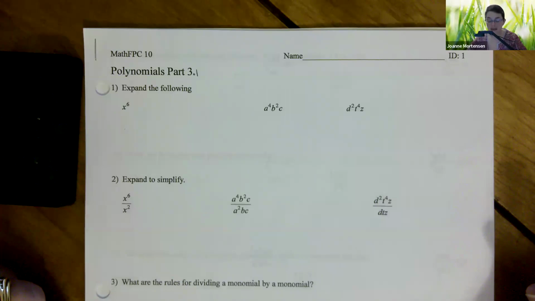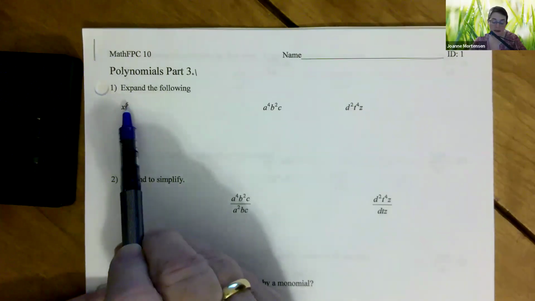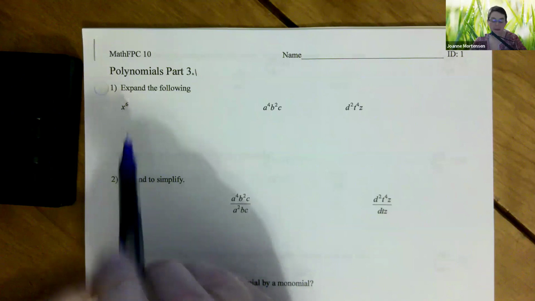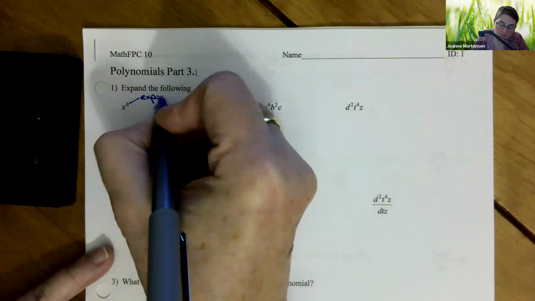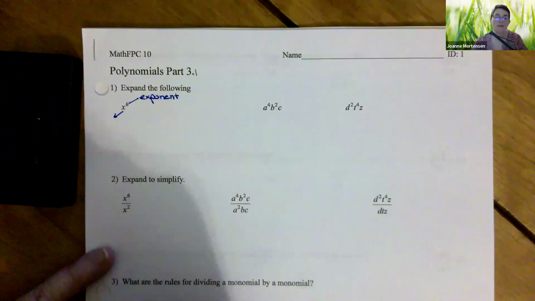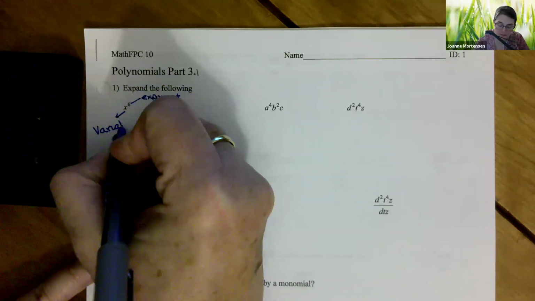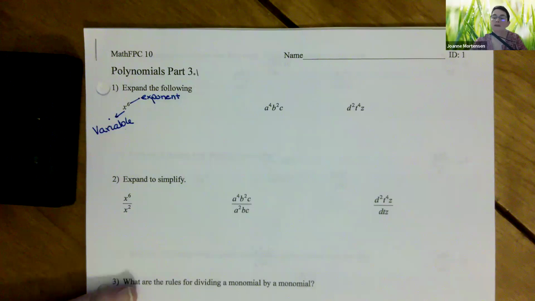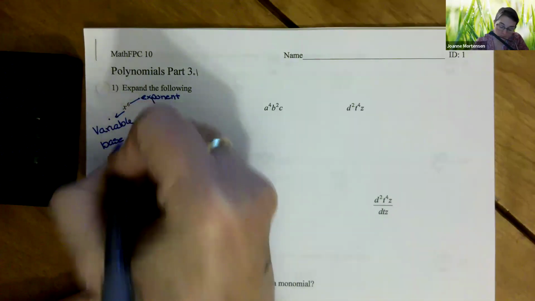Anyway, so expanding the following. Remember that exponents, that's what the little number is. I realize 90% of the time I call this the variable, which it is. Any letter is a variable. When we're talking about exponents, it's also referred to as the base.